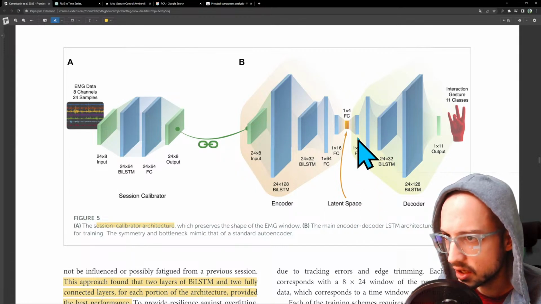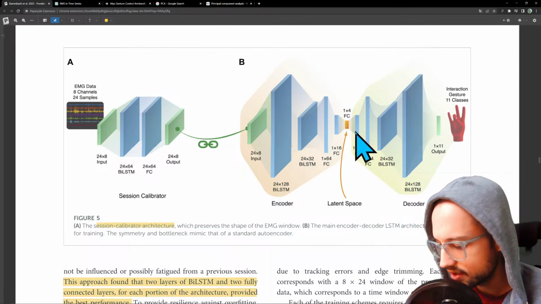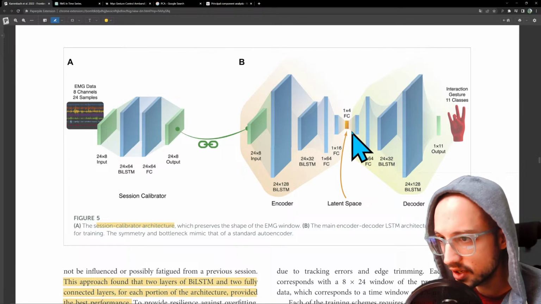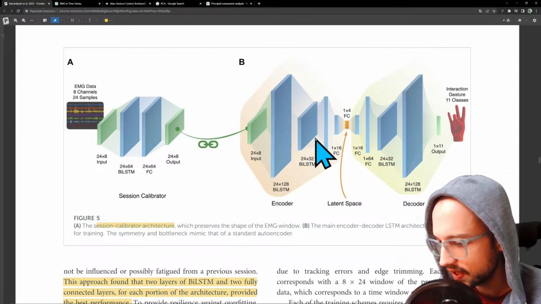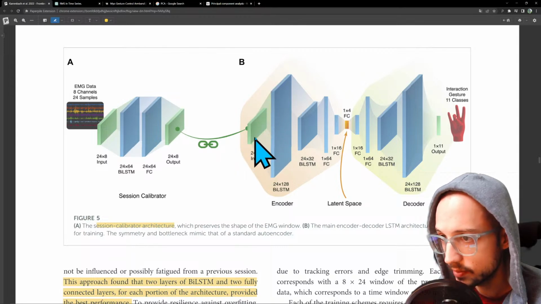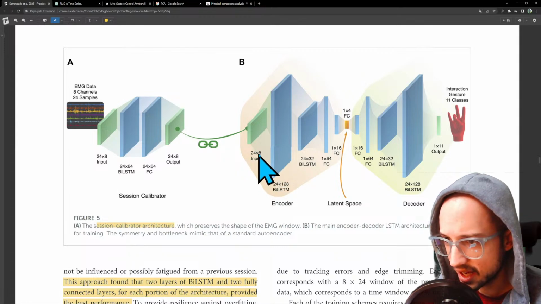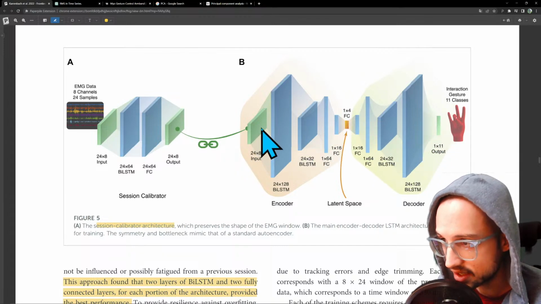Here is your lower dimensional latent space. So we were talking about how when you take a high dimensional input and you project it into a lower dimensional space, that compression of information is a kind of forcing function that makes your neural network, the encoder here, learn an efficient way to represent the information in this input. So you're going from a 24/8 into a 1/4. And then the decoder is taking that 1/4 and trying to reproduce the exact input.